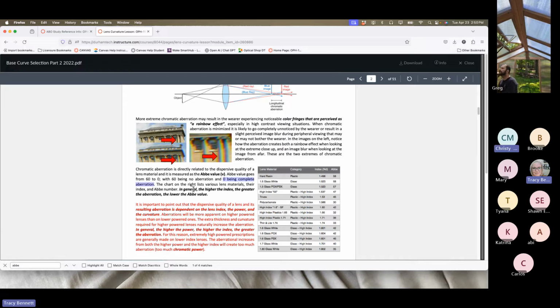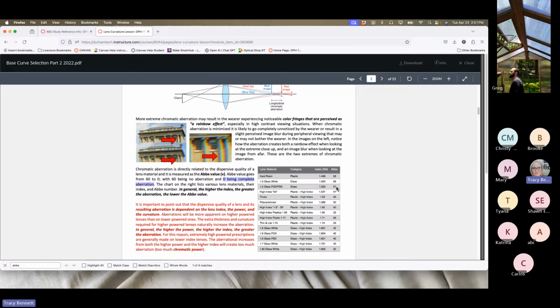And you can't wear a lens like that. That would be like wearing a diamond. That would be too much aberration. So 60 and higher numbers are good, okay? Versus lower, so the lower the Abbe, the more aberration increases.